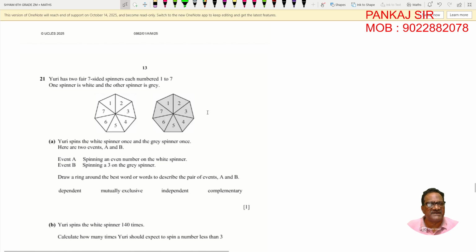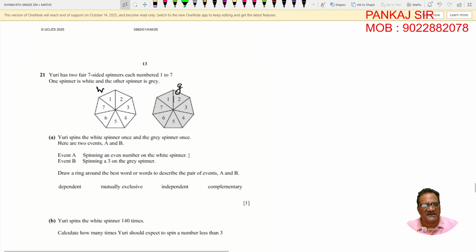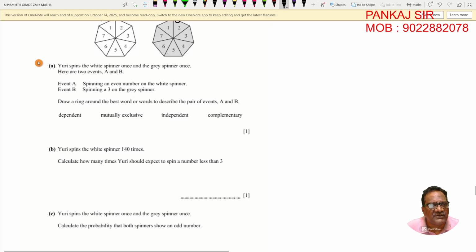21: Yuri has two fair 7-sided spinners. So these are the two spinners, each numbered 1 to 7, and one spinner is white and the other one is gray. So this is white and this is gray. Now let us see. Yuri spins the white spinner once and the gray spinner once. Here are the two events, A and B.